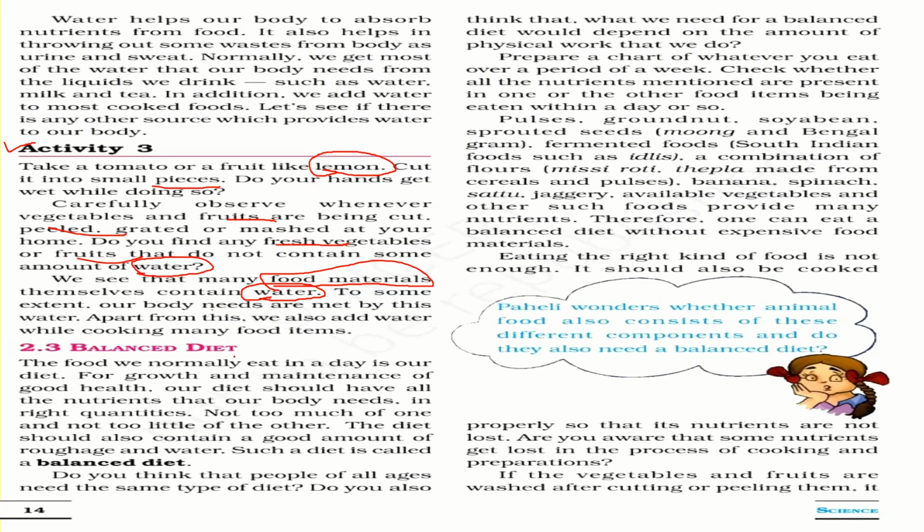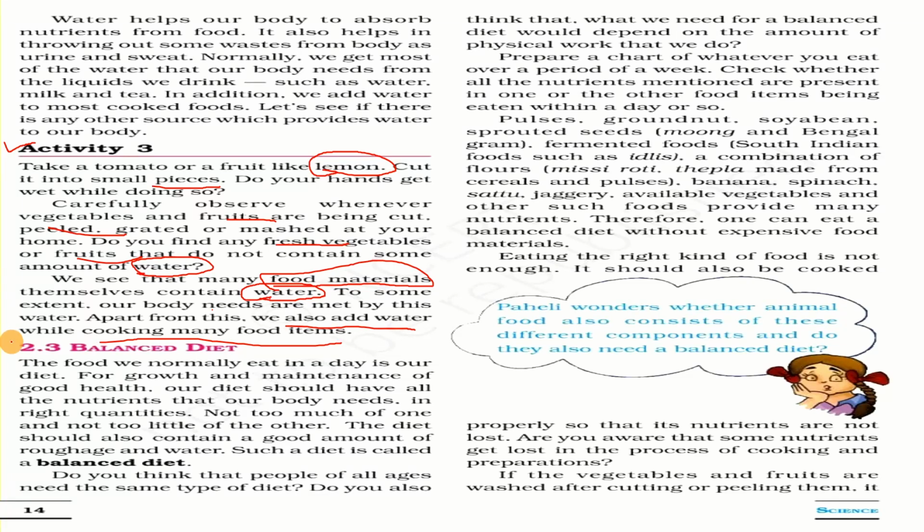Apart from this, we also add water while boiling many food items. We have seen in chapter 1 that while boiling raw rice, we need water. So we also add water while cooking many foods, and to prepare a curry we add some water to boil the vegetables.